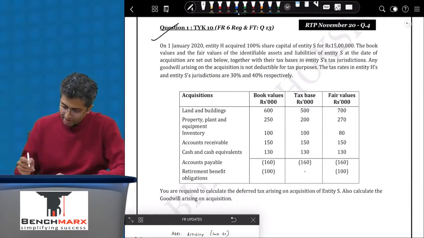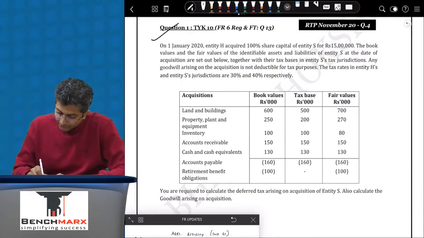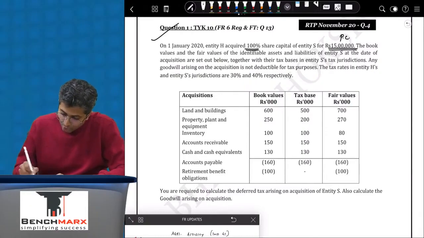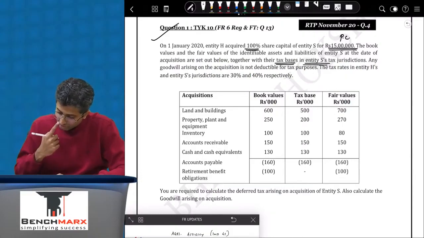STYK 10 RTP November 20 question. On 1st January 2020, entity H acquires 100% of the share capital of entity S for 15 lakhs. So this is like a purchase consideration, PC. The book values and fair values of the identified assets and liabilities of entity S at the date of acquisition are set out below, together with their tax basis in entity S tax jurisdiction.